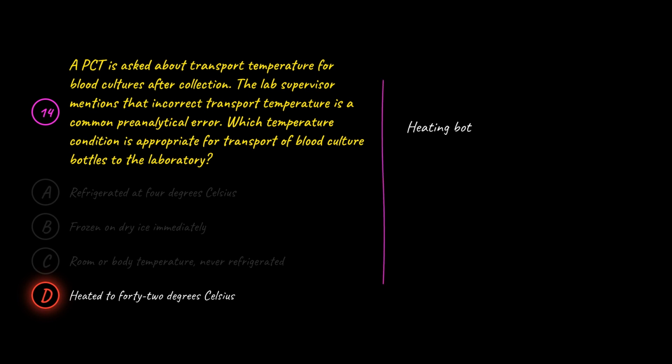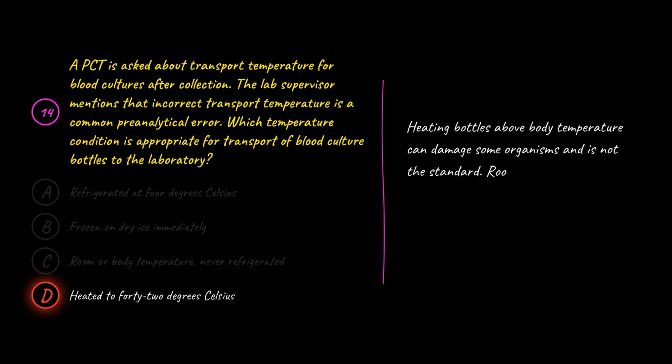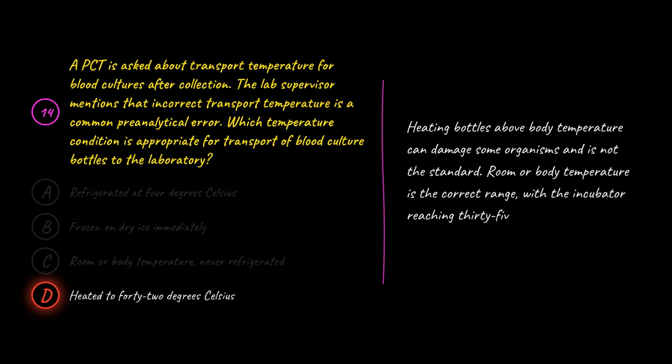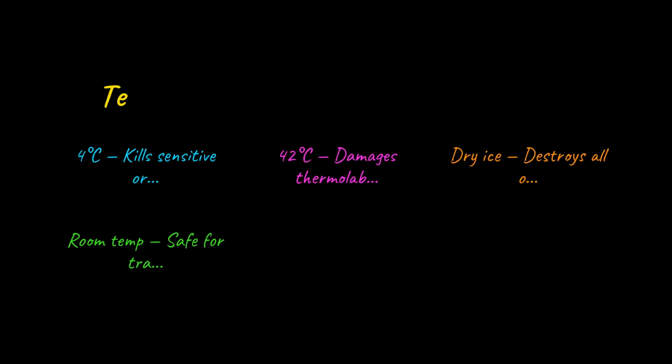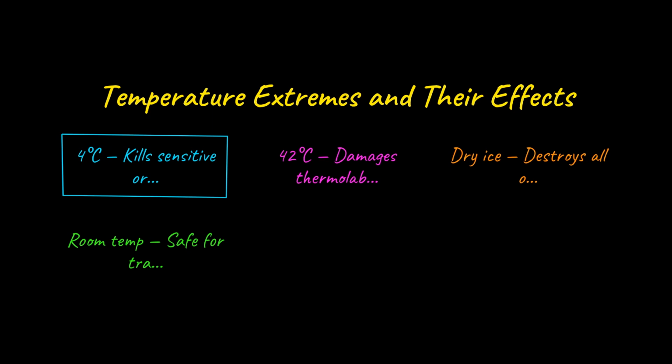D is wrong because heating bottles above body temperature can damage some organisms and is not the standard. Room or body temperature is the correct range, with the incubator reaching 35 to 37 degrees once received. Blood culture transport is unlike almost every other phlebotomy procedure because the goal is keeping living organisms alive long enough to grow in the incubator. Any temperature error that kills those organisms before they arrive produces a false negative result, and a patient with undetected bacteremia may progress to sepsis without targeted treatment. Four temperature zones matter here.